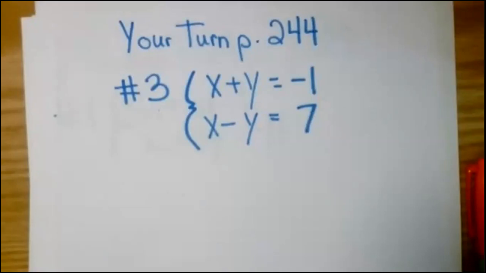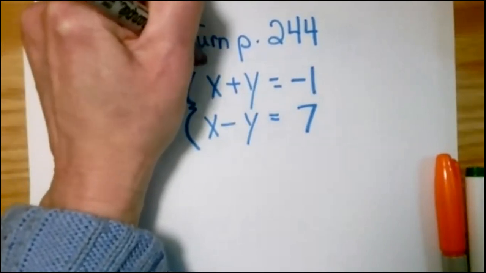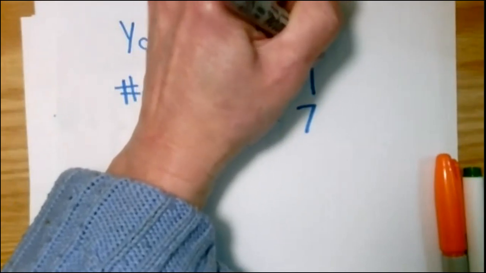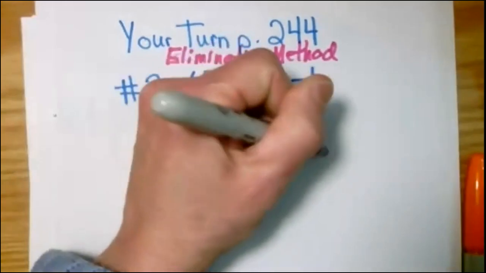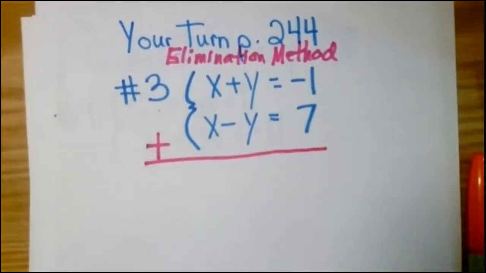Okay, this is number 3, the Your Turn problem on page 244. Here we have a system of equations, and we are going to use the elimination method to solve this system of equations. I'm going to draw a line under these, and I'm going to actually add these equations together.